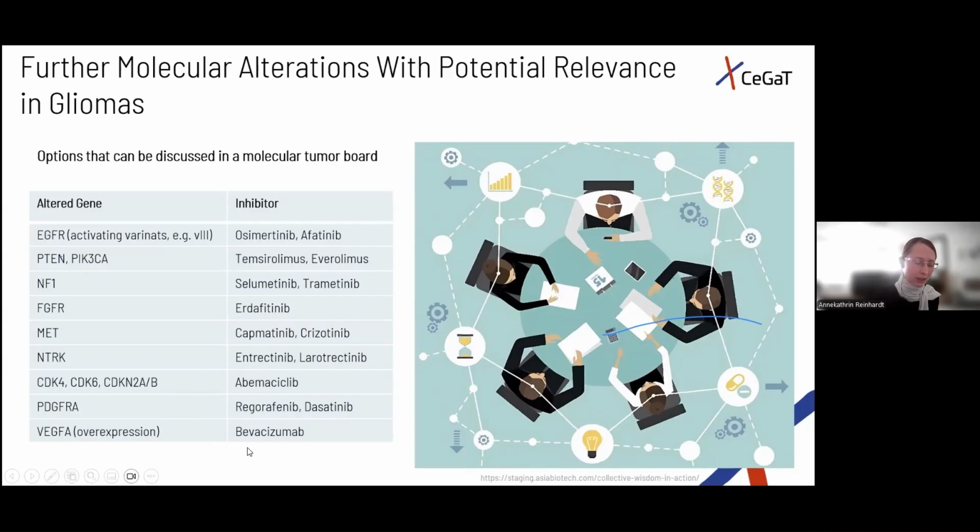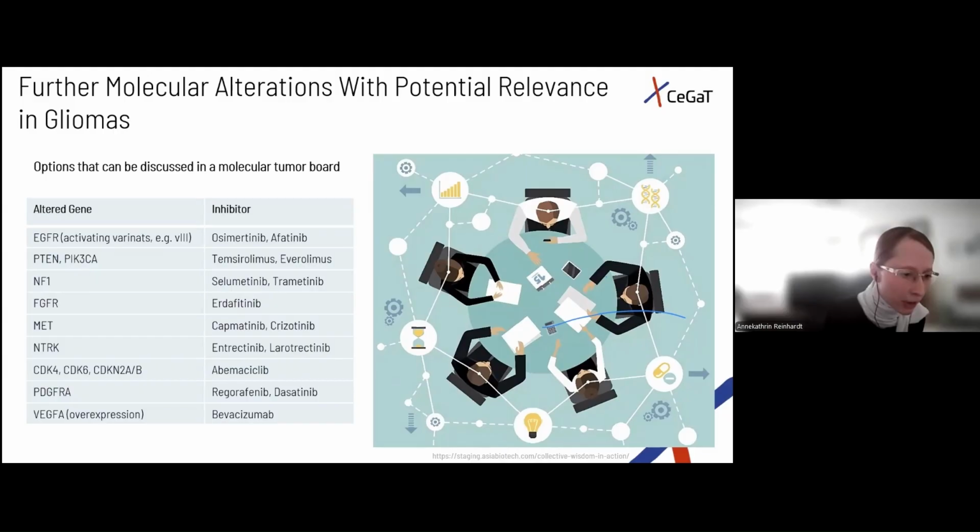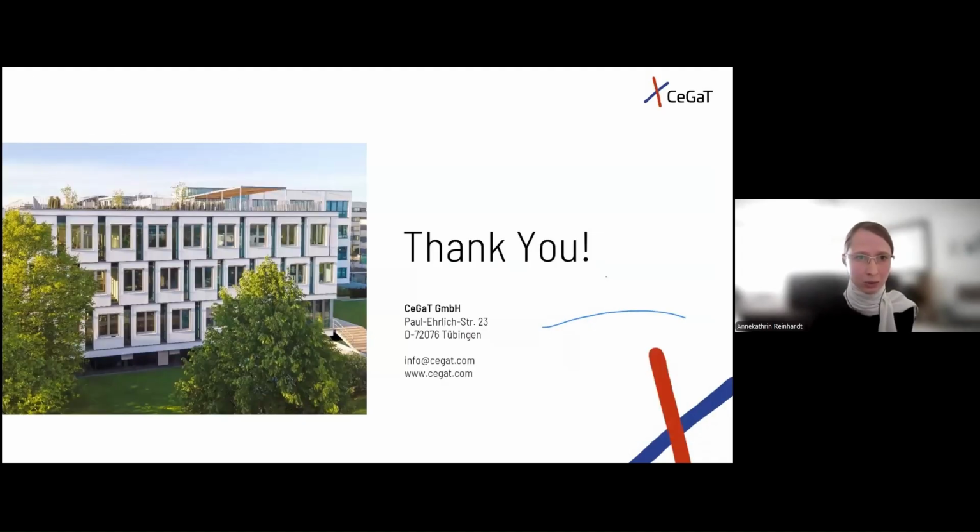And lots of glioblastoma patients have VEGFA overexpression on RNA level, which would qualify them for bevacizumab therapy. So with this, I would like to thank you for your attention, and I am happy to take questions.